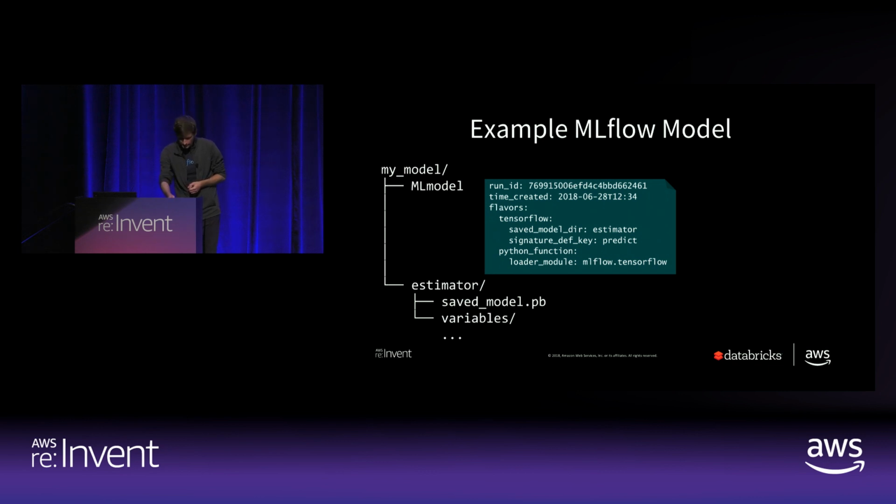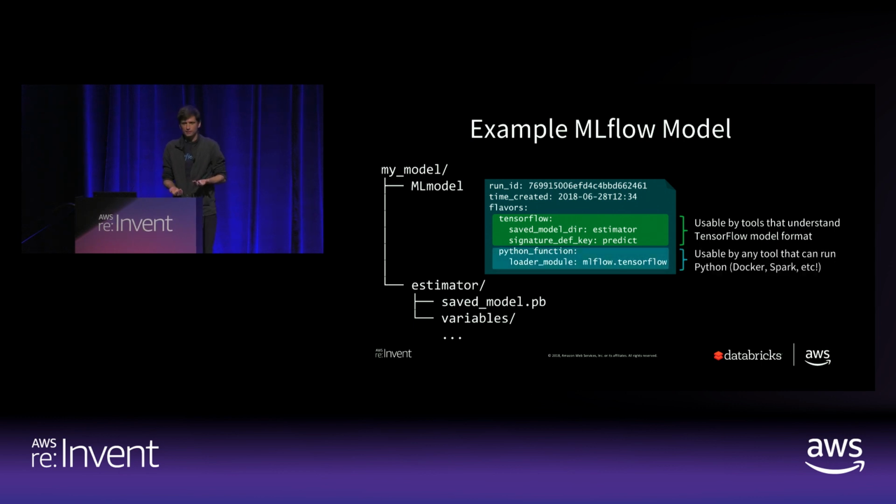That's important. And then there's this list of flavors, which I'm going to talk about a little bit later in more detail. Flavors are basically different representations of the model for different purposes. In this case, we have TensorFlow, and then we have Python function. TensorFlow is useful for all the tools that know how to deal with TensorFlow models. And Python function is useful basically to anybody who wants to deploy the model without knowing what the model really is, just knowing that it's a Python executable. And now here's how you would log such a model. You would use MLflow TensorFlow log model, and then MLflow takes care of it.